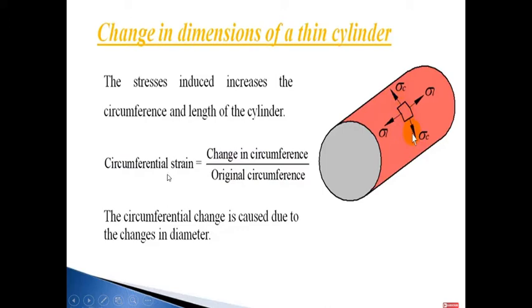So listen, circumferential strain is equal to the change in circumference divided by the original circumference. The circumferential change is caused due to the change in diameter. The strain formula is also known as longitudinal strain and lateral strain. Different types of strain we have studied, but this is the circumferential strain. So the formula is change in circumference divided by original circumference.